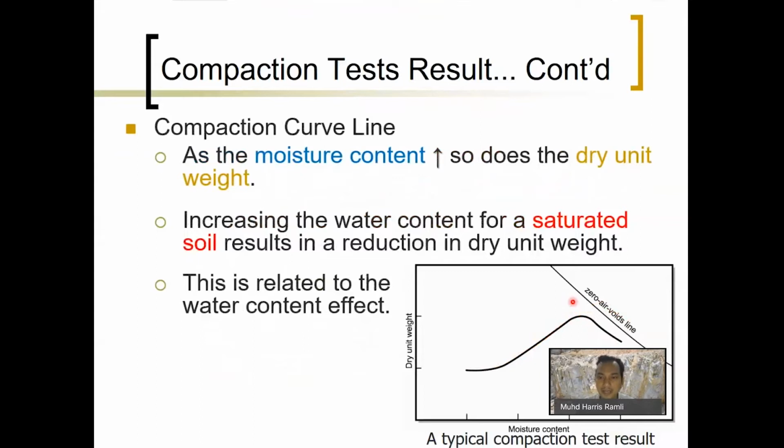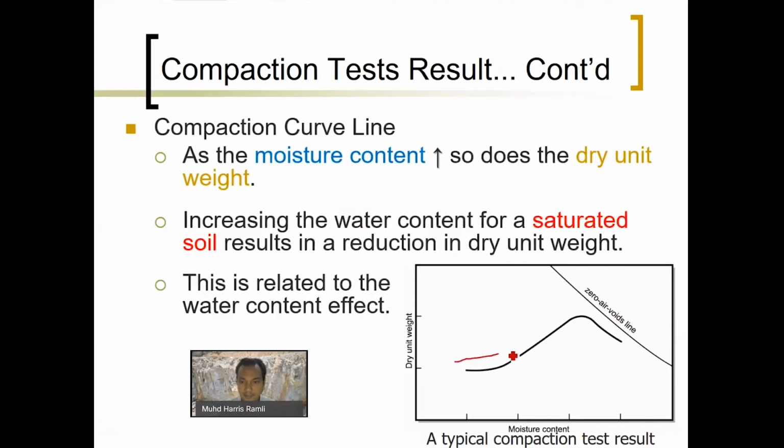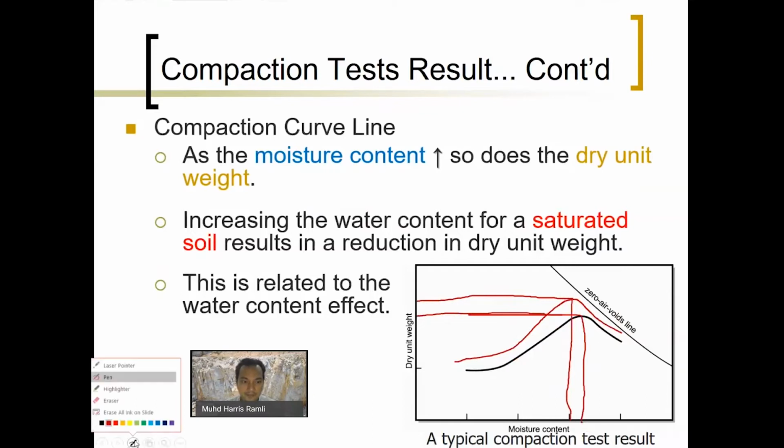Meaning that if I put it somewhere, say at this point, this will give you this dry unit weight, and this one has this value of optimum moisture content. But it won't go beyond this boundary. So on the compaction curve, as the moisture content increases, so does the dry unit weight.